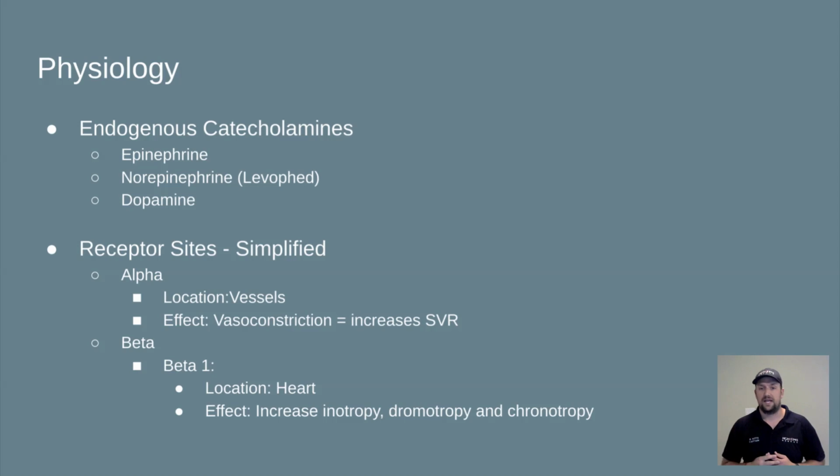For the receptor sites, very simplified, there are alpha receptors, which are located on the vessels. Those cause vasoconstriction. They make the vessels smaller, which increases systemic vascular resistance. For the beta 1, that location is in the heart. That's going to increase inotropy, dromotropy, and chronotropy. And that just means it's going to make the heart beat faster and more forceful.